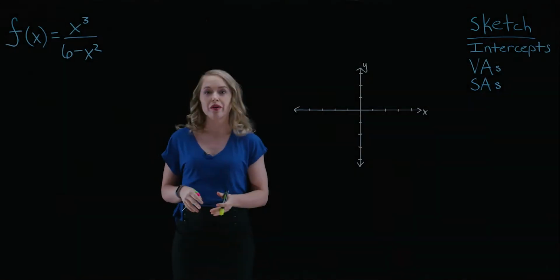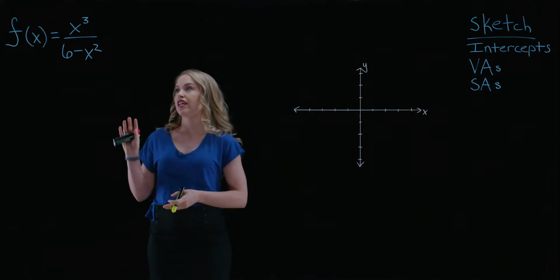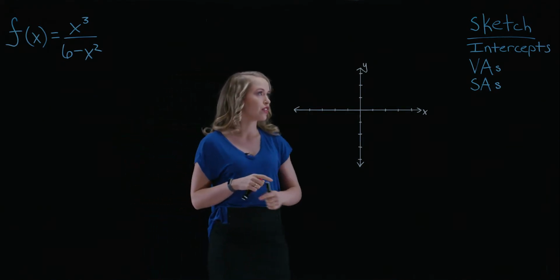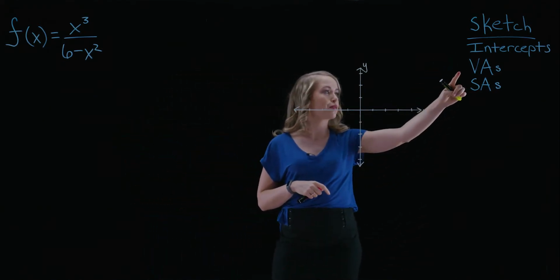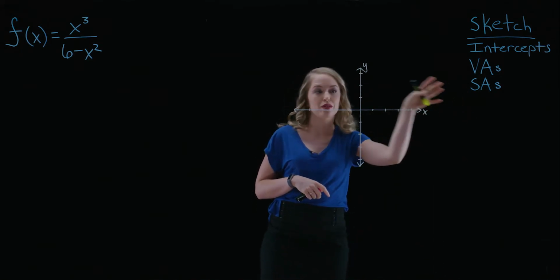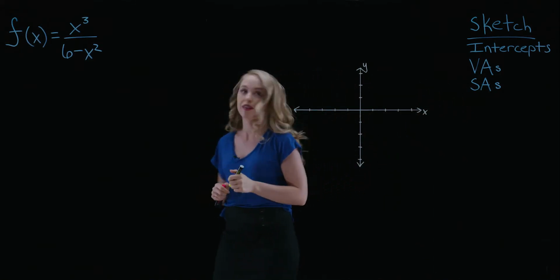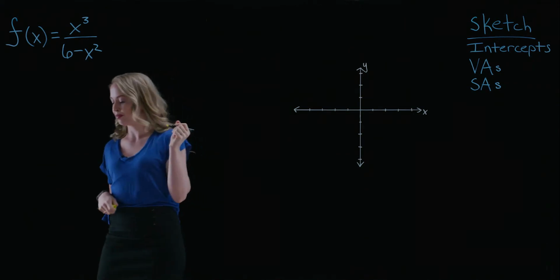Hello, I'm Christina. So here we are asked to graph a function by hand. We're going to do this by checking for intercepts, vertical asymptotes, and slant asymptotes, which will help us put all the pieces together. Let's start by looking for those intercepts.